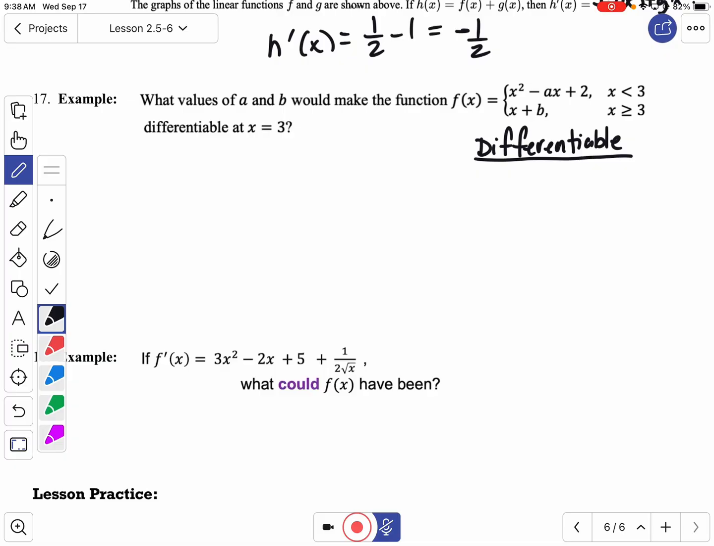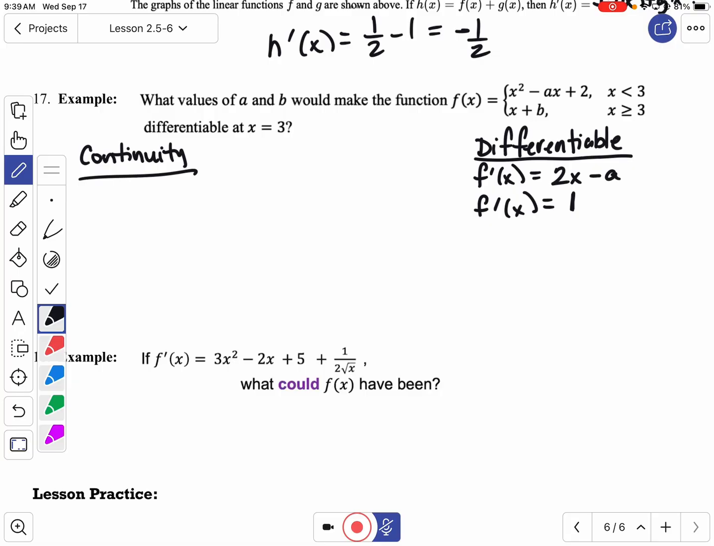So let's do the top one, okay? So the top piece, f prime at x, would equal 2x minus a. The bottom piece, f prime at x, would just equal 1. So do you agree with that? Okay, it would equal 1. Now, something else that we have to consider is continuity. Because if it's discontinuous, and it didn't tell me it was, it couldn't be differentiable. So let's talk about continuity.